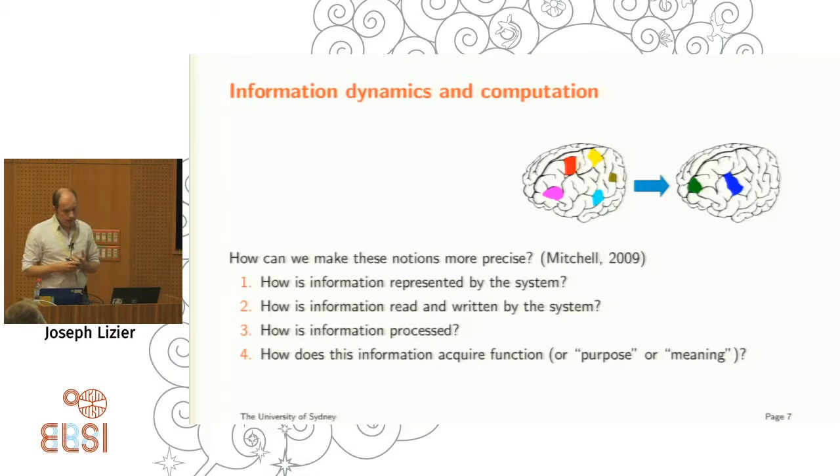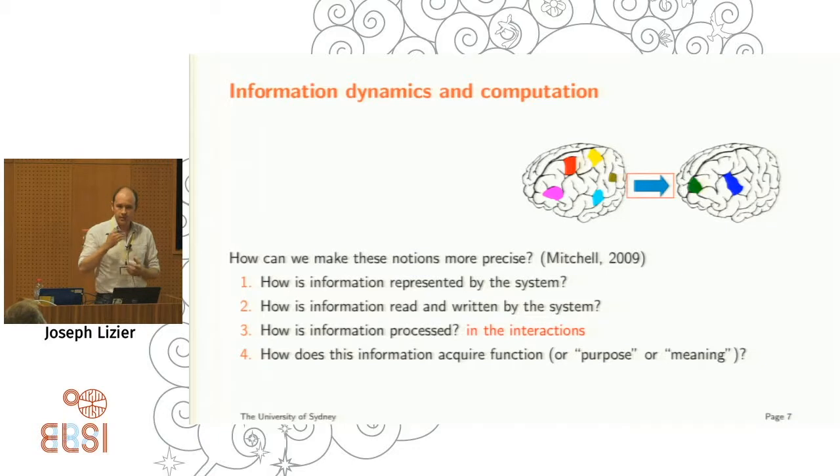So Melanie then goes and suggests some questions that we could pose to try and make these notions more precise. And what I want to focus on is the third question here. How is information processed during this transient? And in particular, we know it's processed in the interactions between the elements in the system as they update themselves through time.